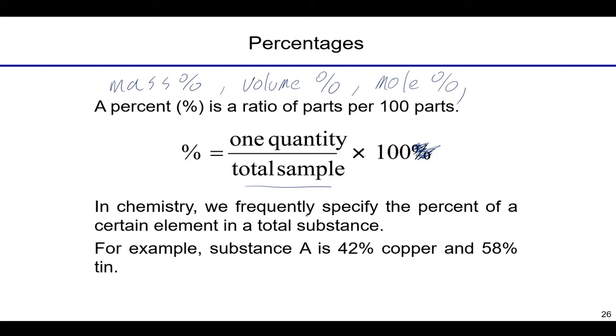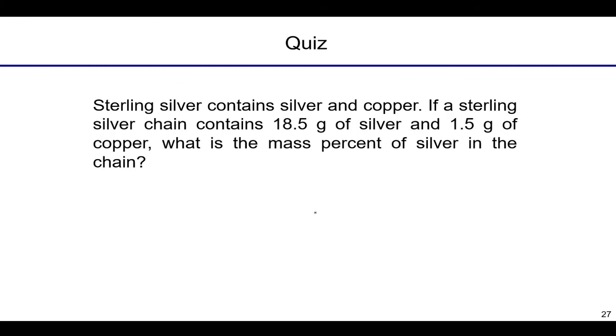So let's look at how you might actually use this to solve some problems in chemistry. If you have a sterling silver necklace, so maybe you get a necklace from your companion, and it's made out of sterling silver, and your intuition is, oh, is that pure silver? That must have cost a fortune. Well, it probably did cost some money, but it's actually an alloy of silver and copper. That's what makes it sterling silver. So this sterling silver chain contains 18.5 grams of silver and 1.5 grams of copper. So it still is mostly silver. But let's quantify exactly what is the mass percent of silver in the chain.